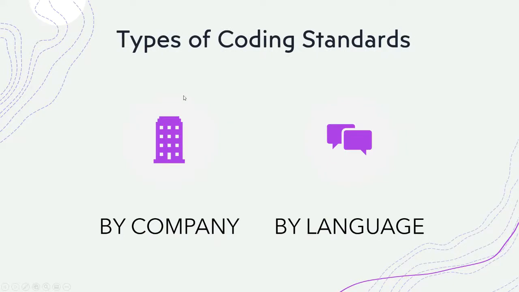We have two types of coding standards: by company and by language. That means every company follows different standards, and it also depends on the language that we are using. If company X is using this standard, it does not necessarily mean that company Y is using the same standard. There are also different standards for different languages, like different standards for C++, Java, C Sharp and other languages.